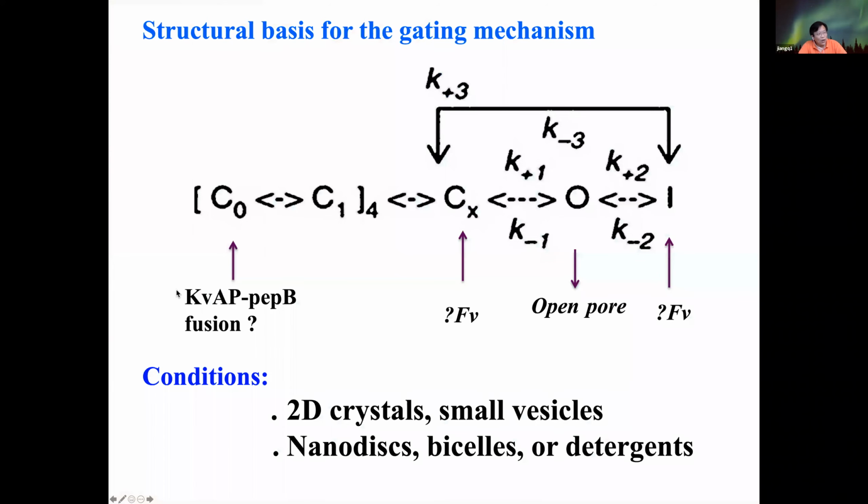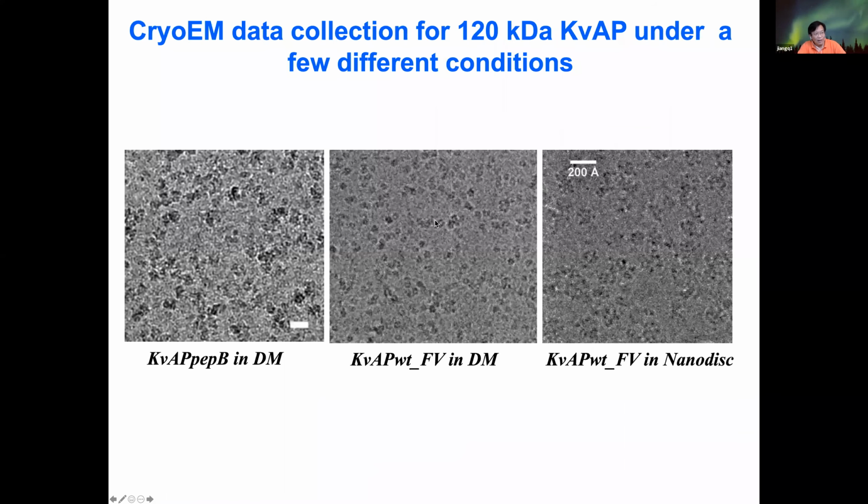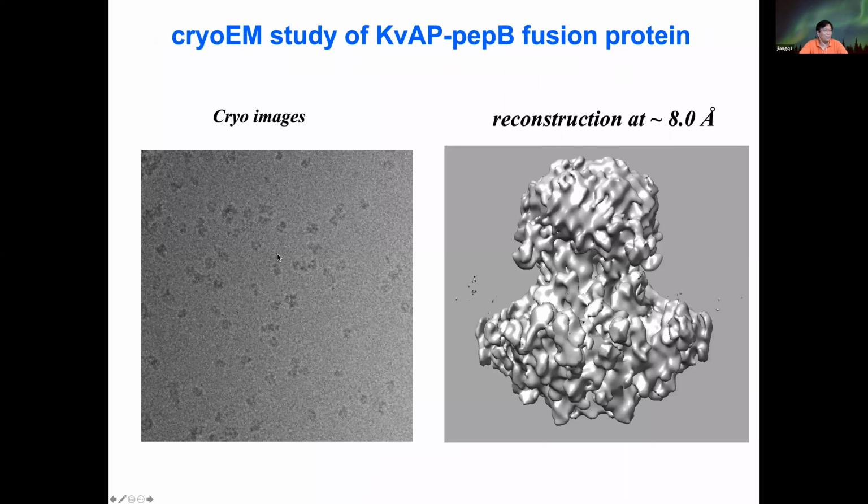So we are working on three conformational states for these KV channels: the resting state, the open state, and the inactivated state. People have been working on 2D crystals and small vesicles, which we are not working on. We are currently using bicelles, detergent micelles, and nanodiscs to study them. So we have 3 different conditions. We can show here the Cryo-EM images. I will quickly go through. I'm running a little behind.